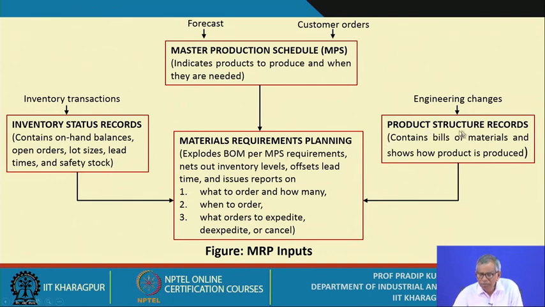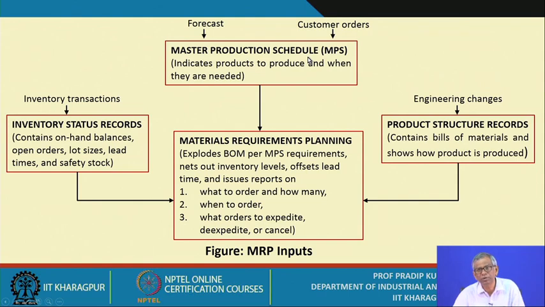Next, what you have are the product structure records, or the bill of material files. So, it contains bills of materials and shows how a product is produced. This point I have already elaborated. Now, as far as materials requirements planning, that means the MRP system, is concerned, it explores the bill of material per MPS requirements. That means it's linking the master production schedule.